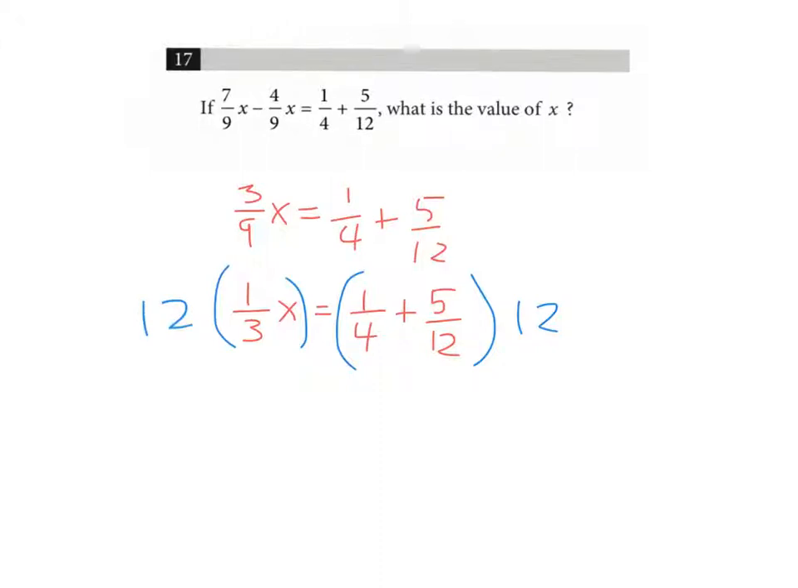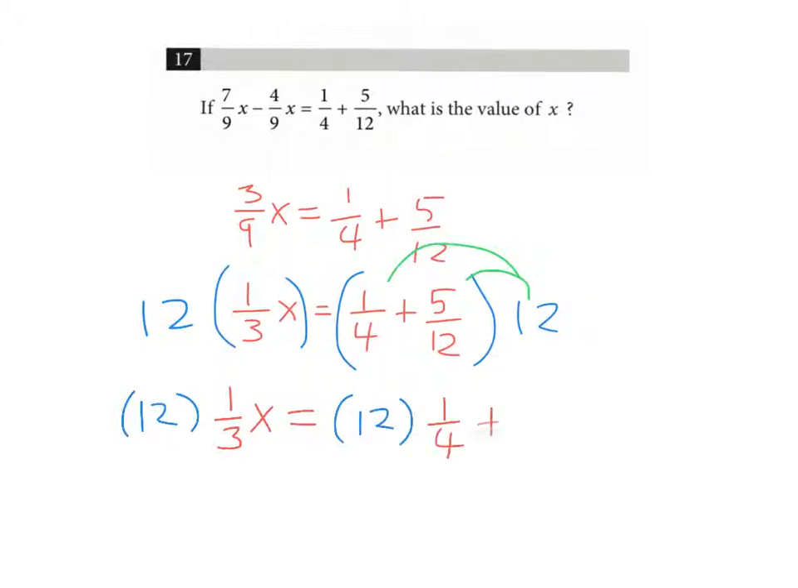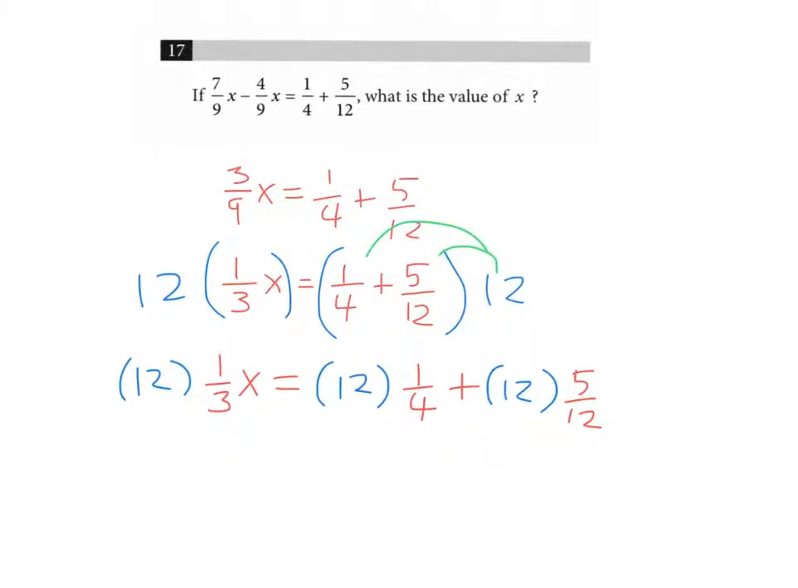Well, this next step I'm going to draw out for my student at home so he knows exactly what I'm doing. I'm doing slow motion right now. Basically, that would result in a situation where you'd have 12 times 1/3 x, which we will get to soon. Obviously, 12 is going to distribute here and here. So on the right-hand side of the equal sign, it would be 12 times 1/4 plus 12 times 5 over 12.